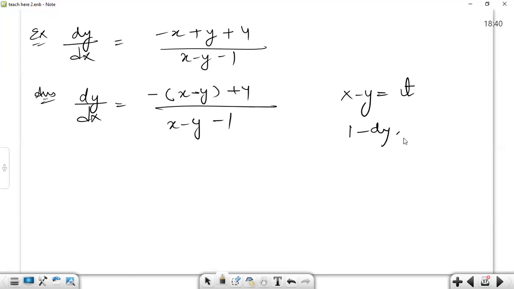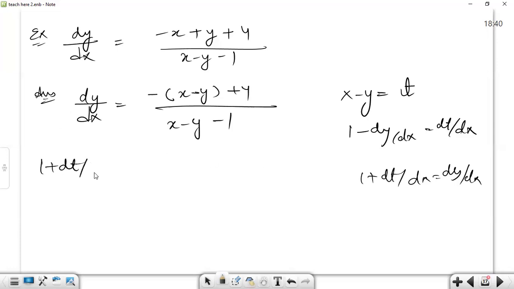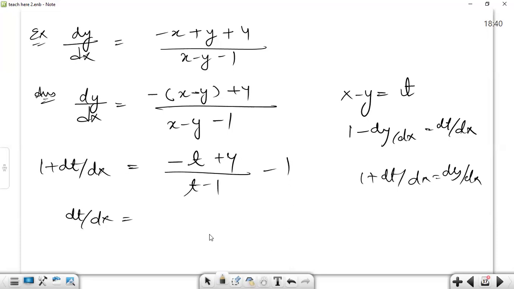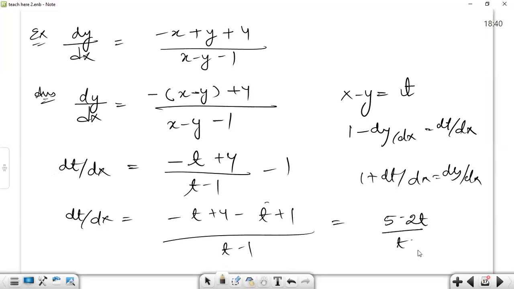So this will become dt over dx equals 1 minus dy over dx. Now dy over dx has become 1 minus dt over dx, so this will be 1 minus dt over dx equals minus of (t plus 4) upon (t minus 1). So now let's take the 1 to the right hand side. That 1 will be negative here. So now minus (t plus 4) minus 1 upon (t minus 1). This will become (5 minus 2t) upon (t minus 1).